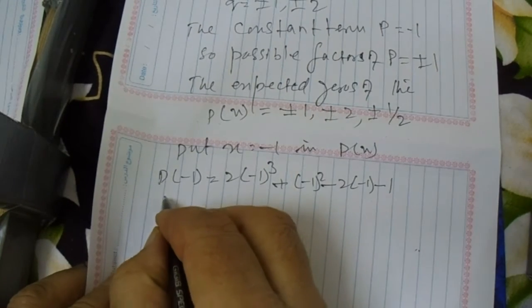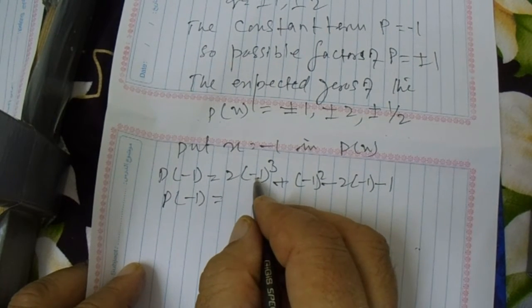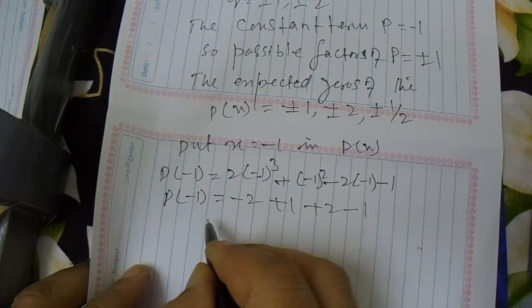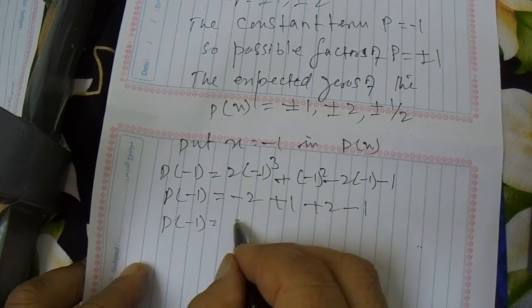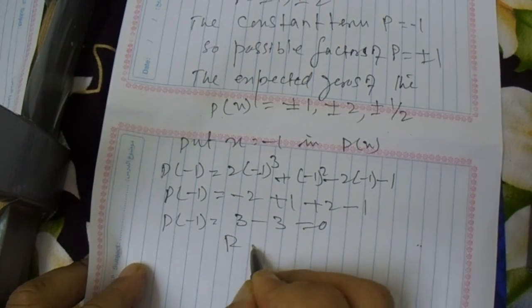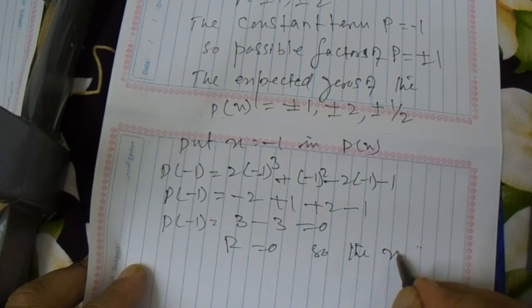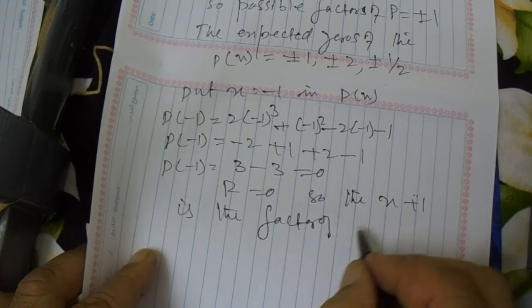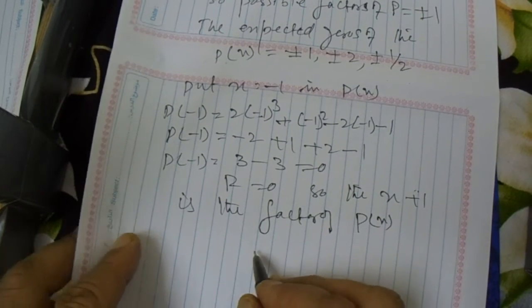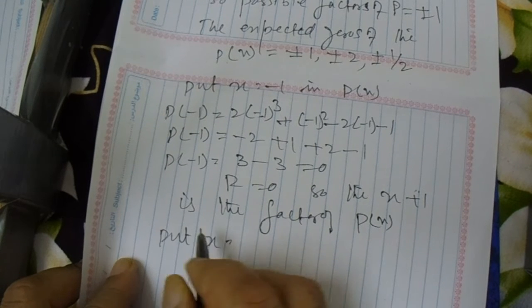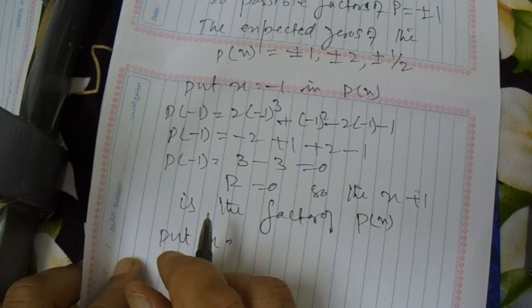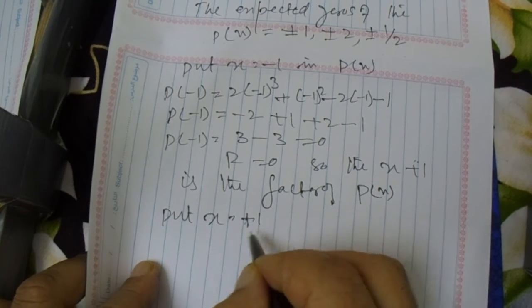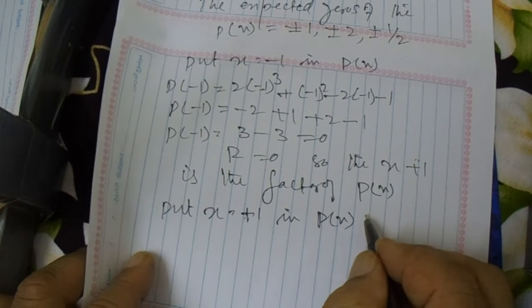Here again P(−1) = −2 + 1 + 2 − 1. Here P(−1) = 3 − 3 = 0. So R = 0. So x + 1 is a factor of P(x). Now put again x = 1 in P(x).